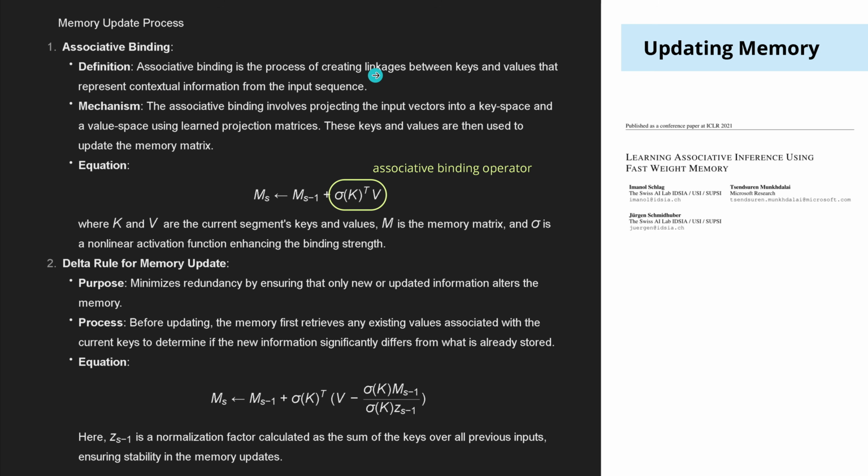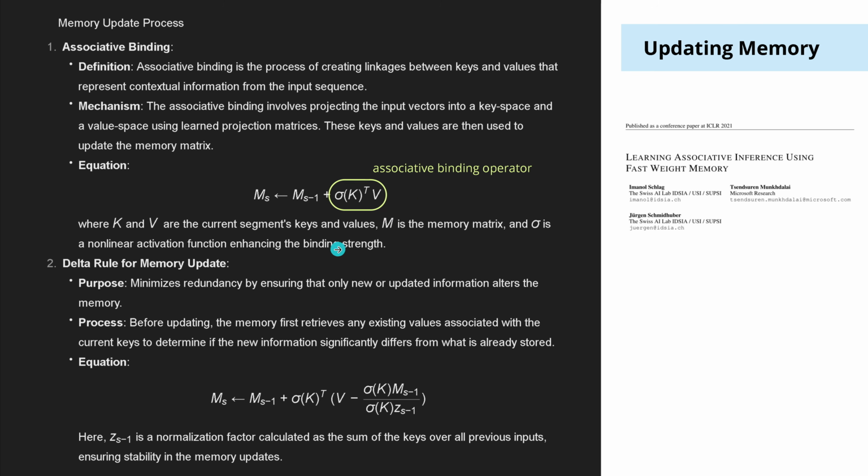associative binding is the process of creating linkages between the keys and the values that represent contextual information from the input sequence. And this associative binding involves projecting the input vector into a key space and a value space using our learned projection matrices that we know. This key and value are then used to update the memory matrix, where K and V are the current segment keys and values, M is the memory matrix, so we go from the step before to the actual memory matrix. Sigma is a nonlinear activation function. Beautiful. So this is what we found from historical experiments.